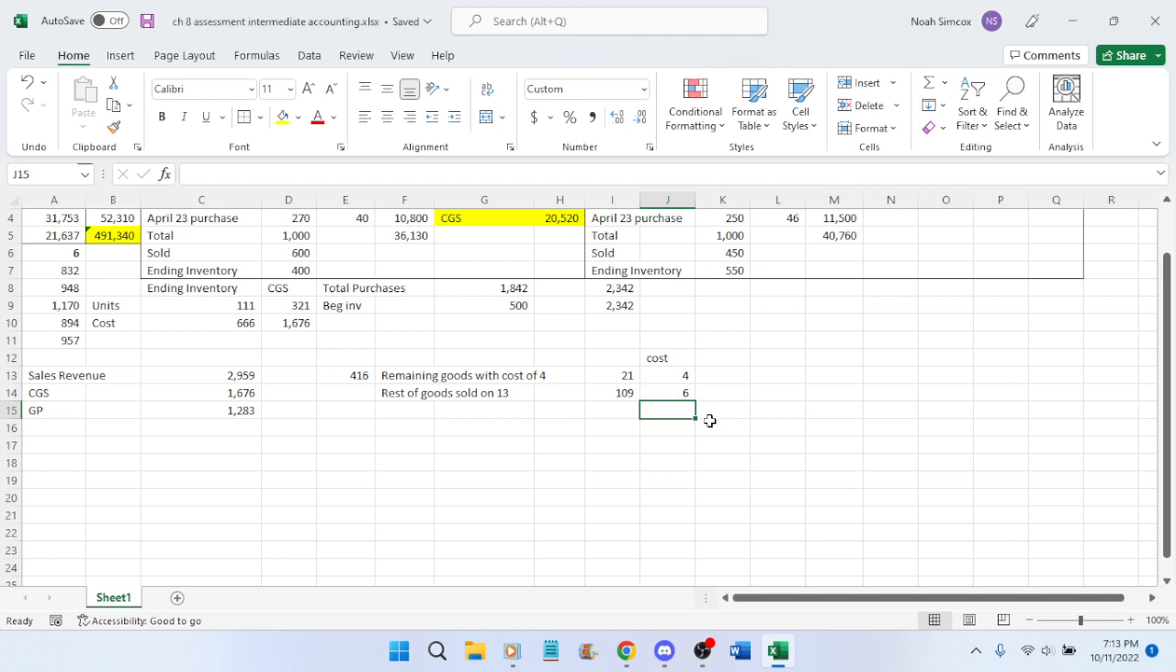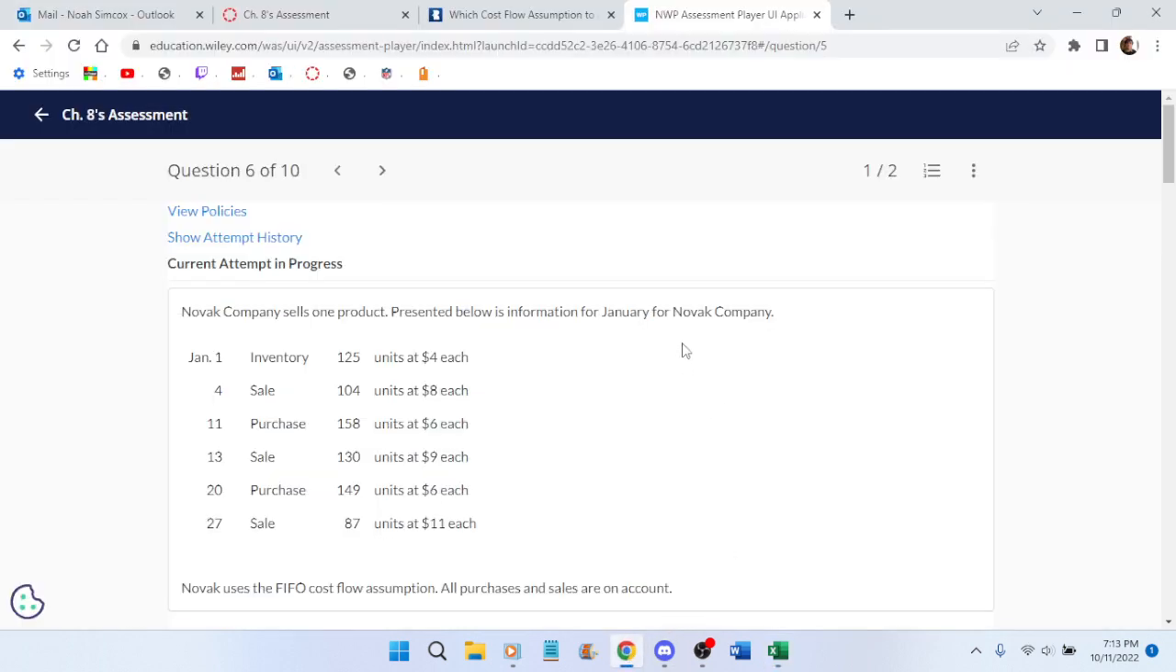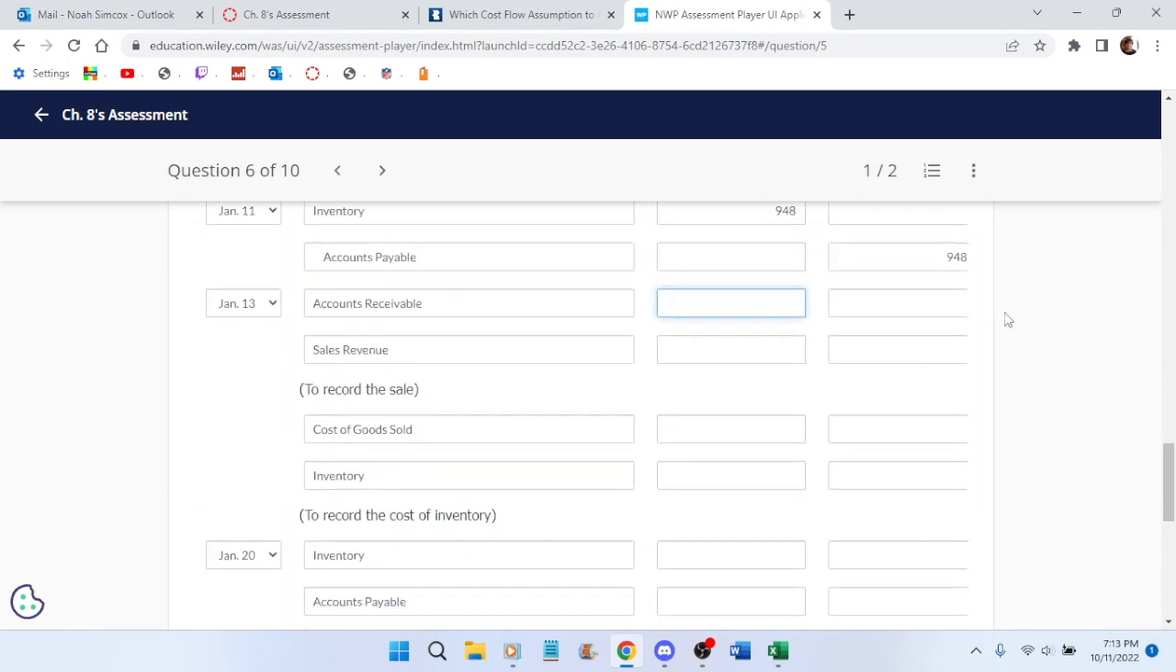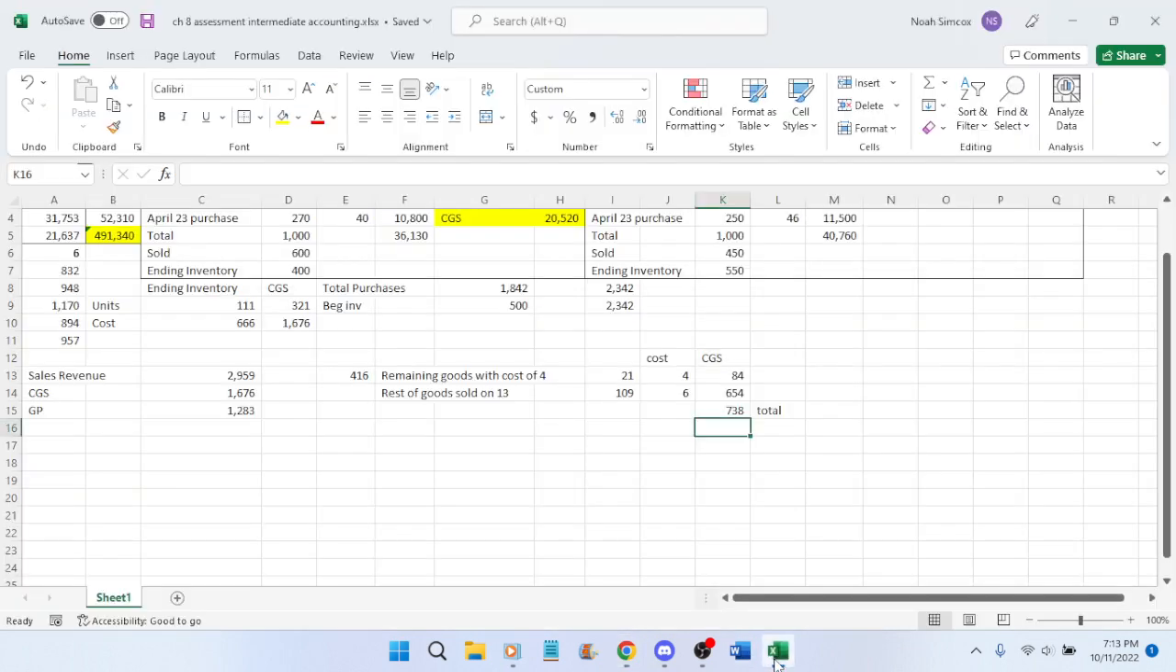So the cost of goods sold should be equal to this times this. And therefore this equals this plus this. Man, this is so complicated. 738. That should be 738. Is this what I'm supposed to do? Please tell me this is what I'm supposed to do, because this is so complicated. I accidentally did cost of goods sold first. 738.